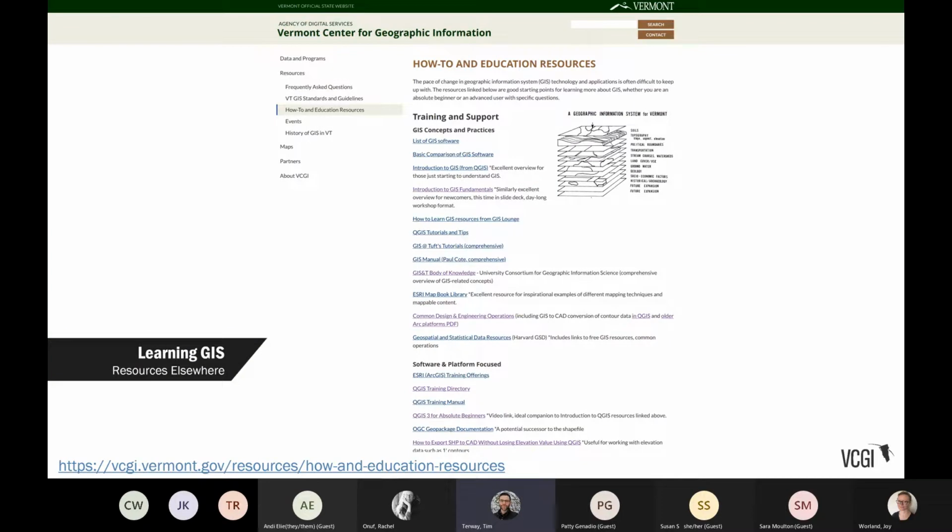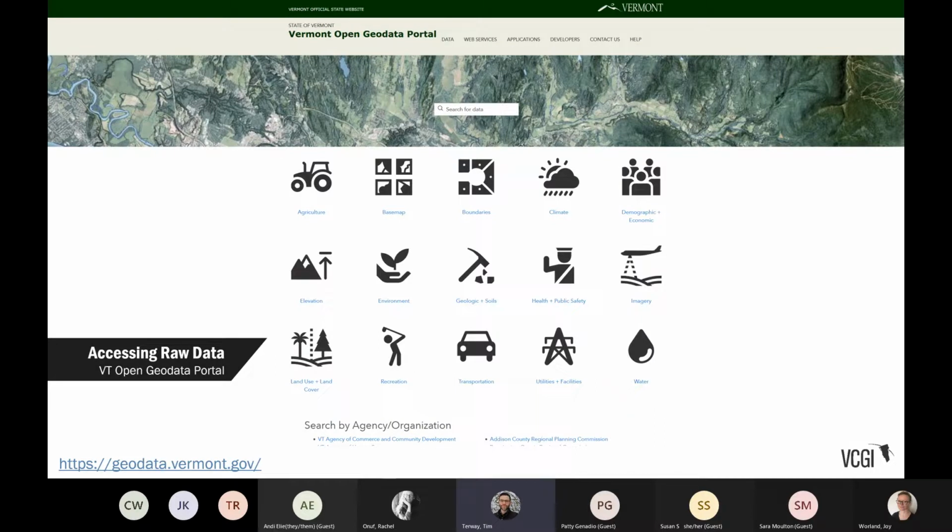And then lastly, if folks want to take it upon themselves to go further with their GIS self-directed education, we list both concepts and training and support resources here. Everything from common terms and practices, the type of software and tools that folks get exposed to, common type task tutorials that we encounter on a regular basis. Those are all linked from this How to and Education Resources page at vcgi.vermont.gov.